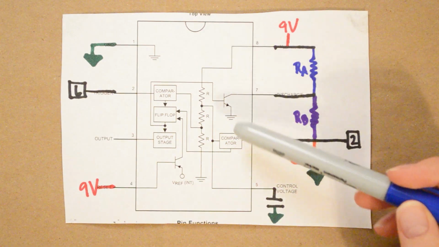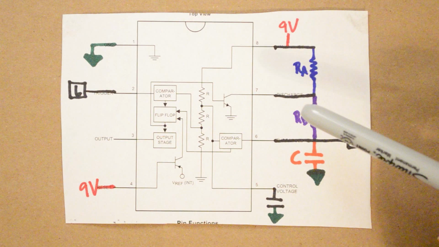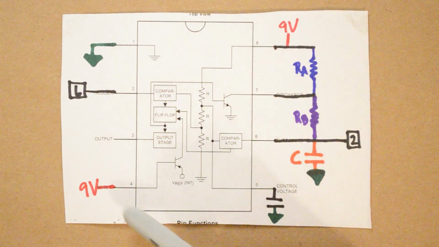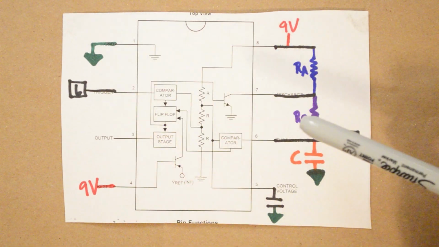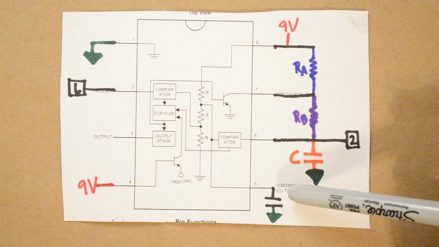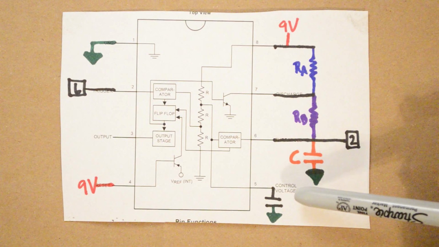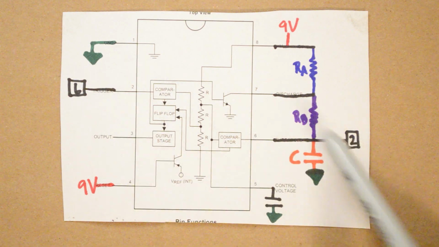This has been cut straight from the pages of the data sheet, and we have the different 8 pins here of the 555 timer. Pin 8 and pin 4 both get connected to 9 volts. Pin 1 gets connected to ground. Pin 5 gets a capacitor on the control voltage pin. This capacitor is usually 0.01 microfarad, and it goes to ground. Pin 6 and pin 2 are connected together.